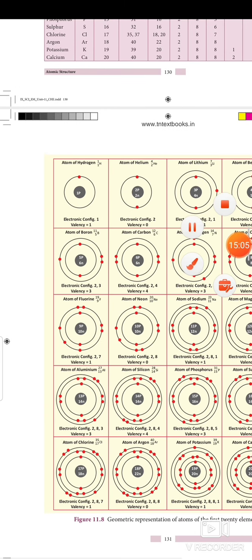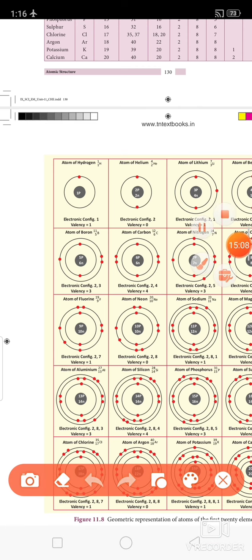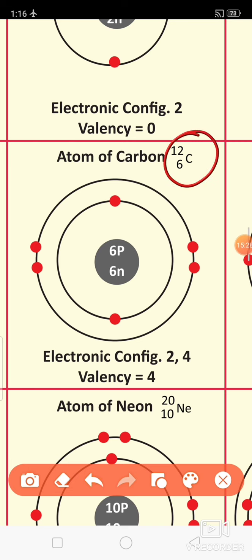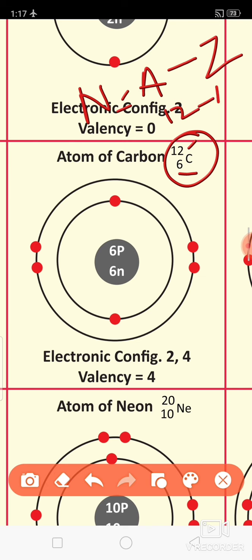See, for example, I would like to draw carbon. Why I took carbon as an example is that it will be very helpful for you when you move on to 10th standard. The new lesson, the full lesson, is oriented around carbon. So carbon 6, 12. So what is this 6? It implies it is the atomic number, and 12 implies the mass number. So I have to subtract A minus Z to know N. So 12 minus 6 is equal to 6, that is, the neutron number is 6.